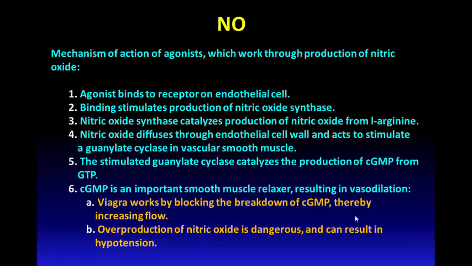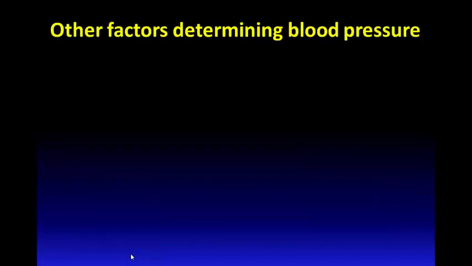So cyclic guanosine monophosphate, which is formed inside the smooth muscle cells of the arterioles, is not broken down. So its level is kept high, thereby inducing vasodilatation and increasing blood flow. However, we should note that overproduction of nitric oxide is dangerous because it can result in hypotension as a result of the massive vasodilatation which it can induce.